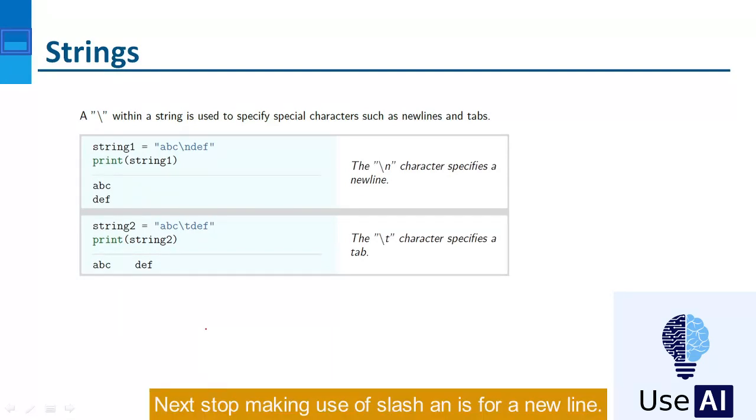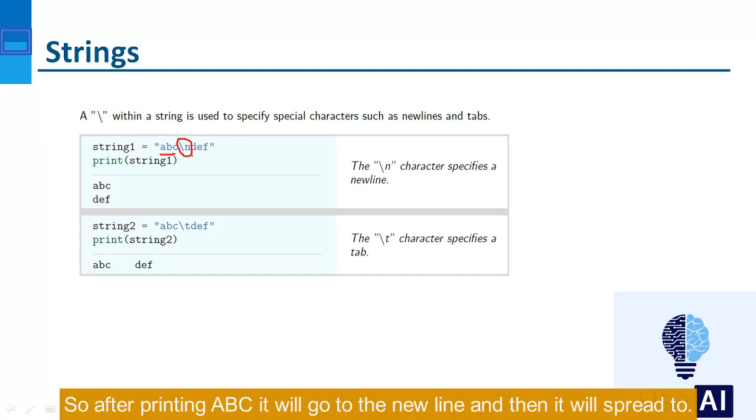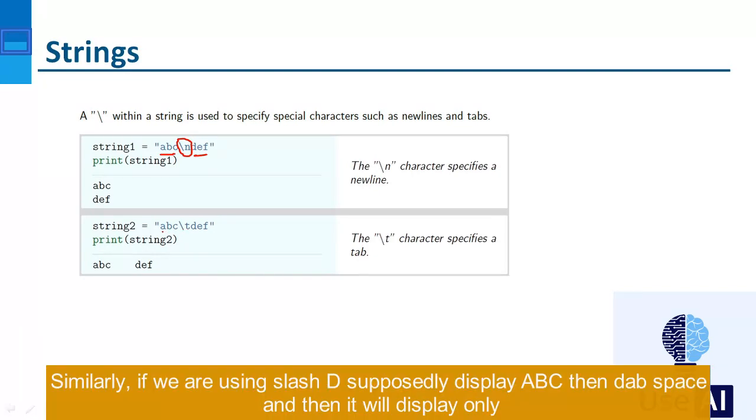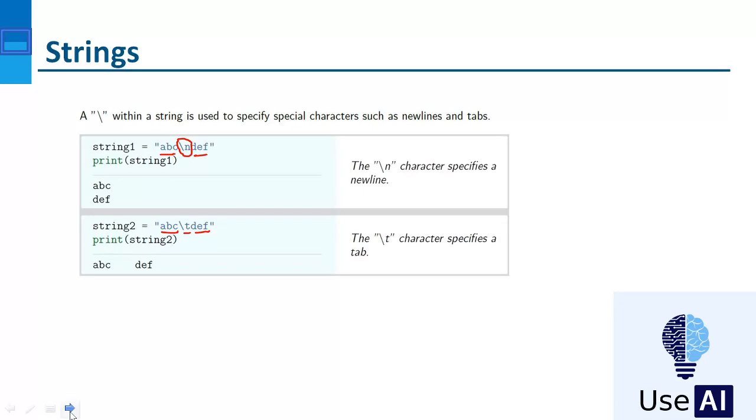Next, making use of backslash n for a new line. After printing ABC, it will go to the new line and then it will display DEF. Okay. Similarly, if we are using backslash t, first it will display ABC, then a tab space, and then it will display DEF.